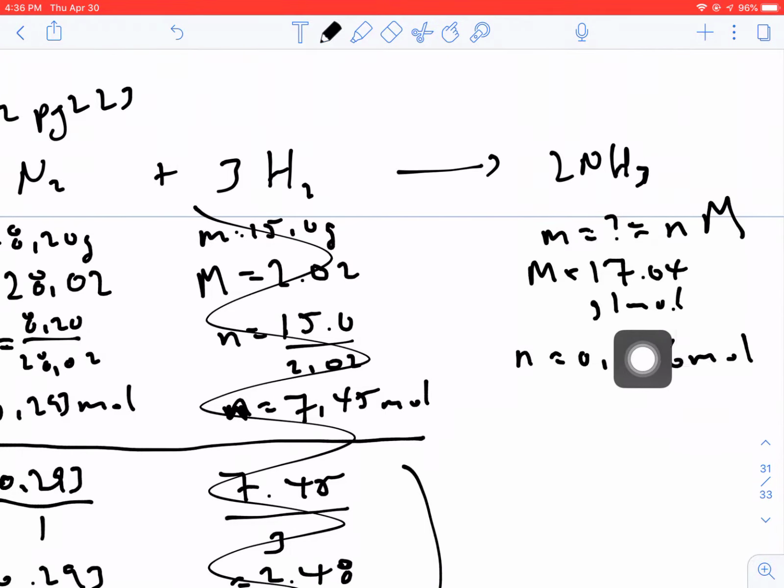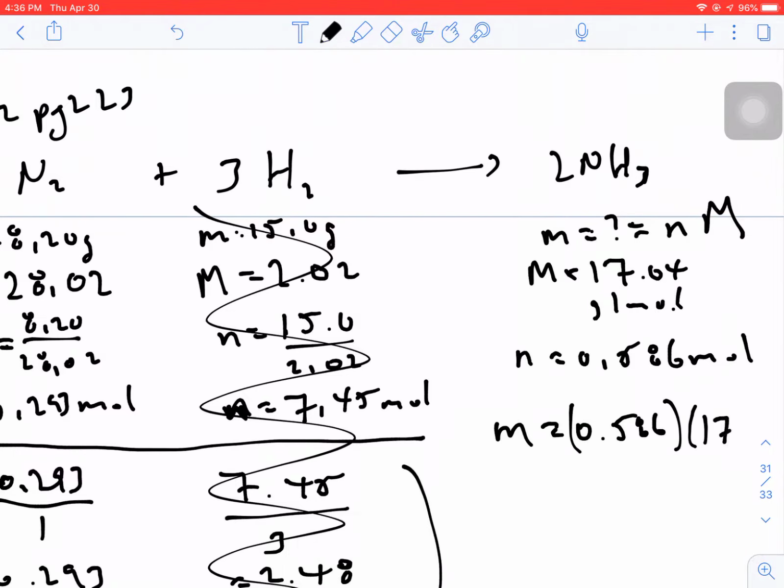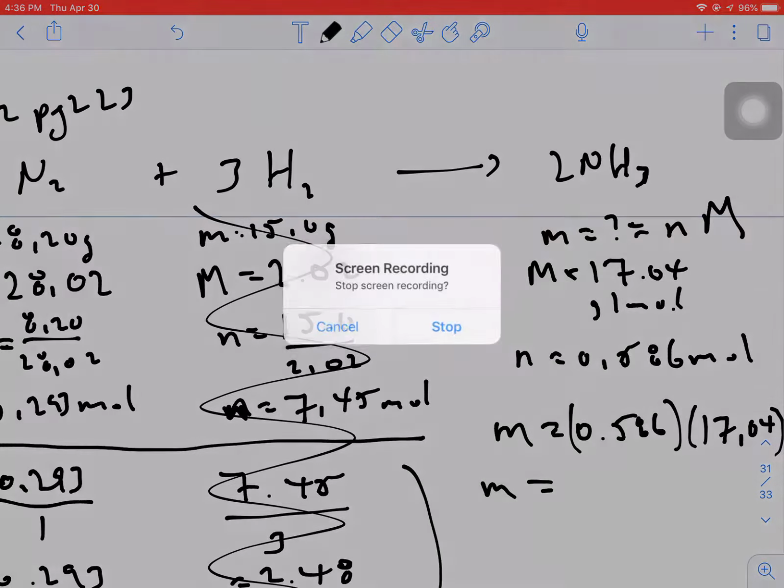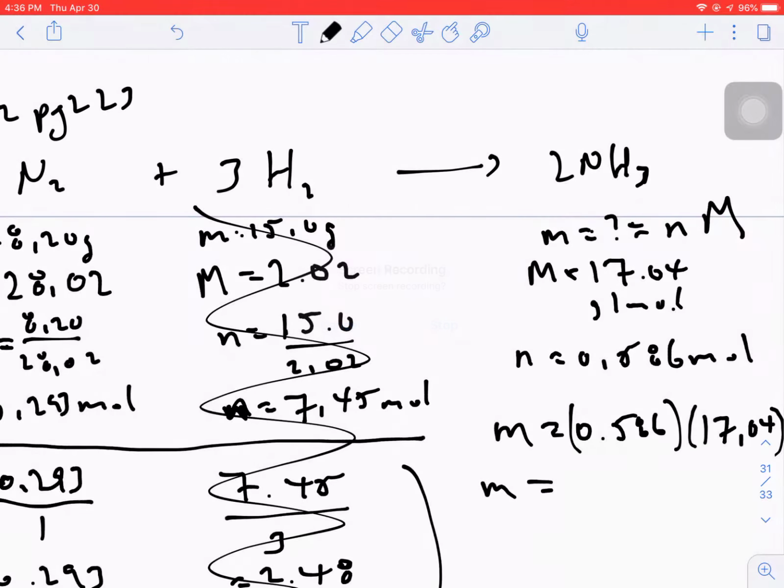And now I can calculate my mass because it's equal to number of moles times molar mass. And I have both of those, number of moles and molar mass. So my mass of NH3 that's going to be made is going to be 0.586, number of moles, times the molar mass, 17.04. And I'll get my final answer. My answer comes out to be 9.99 grams.